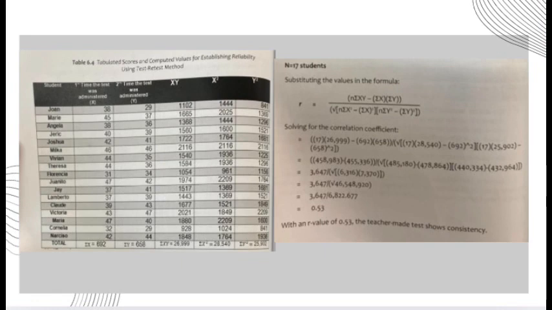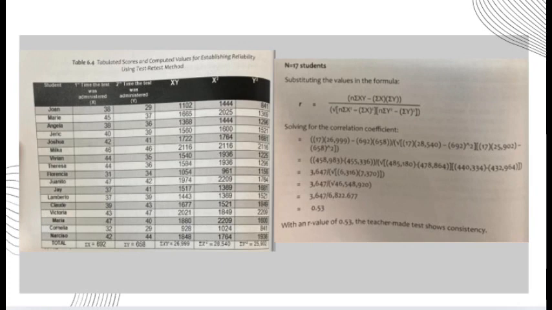Example, the following set of test scores in basic masonry were tabulated from the same group of industrial arts students after administering a teacher-made test at two different times. So, step 1, we need to multiply the X and Y, where X is the first time the test was administered and Y the second time the test was administered. For example, 38 times 29 is 1,102.